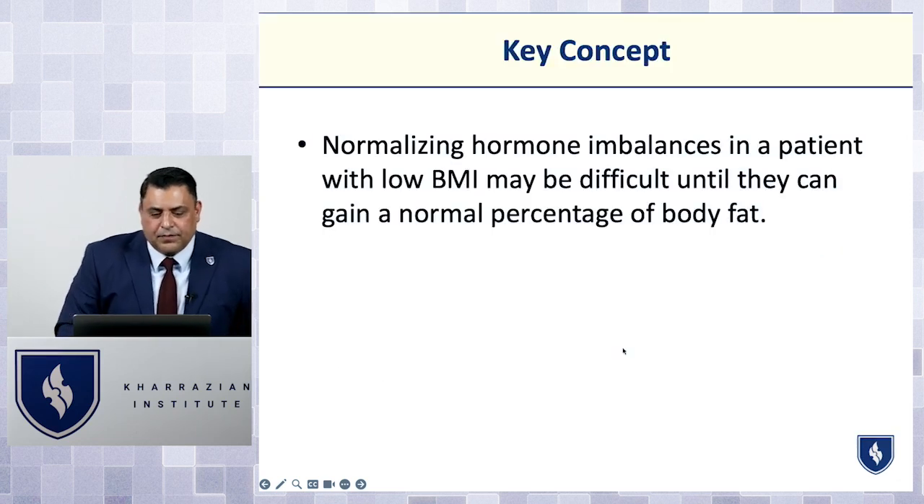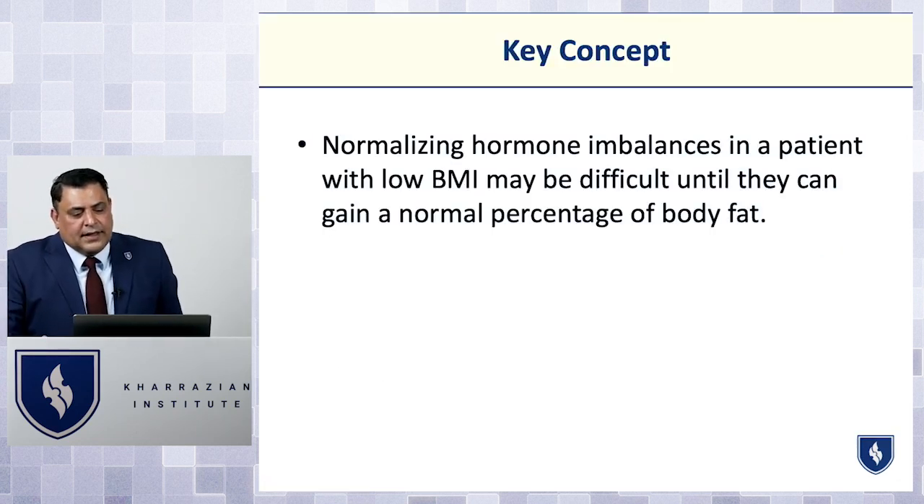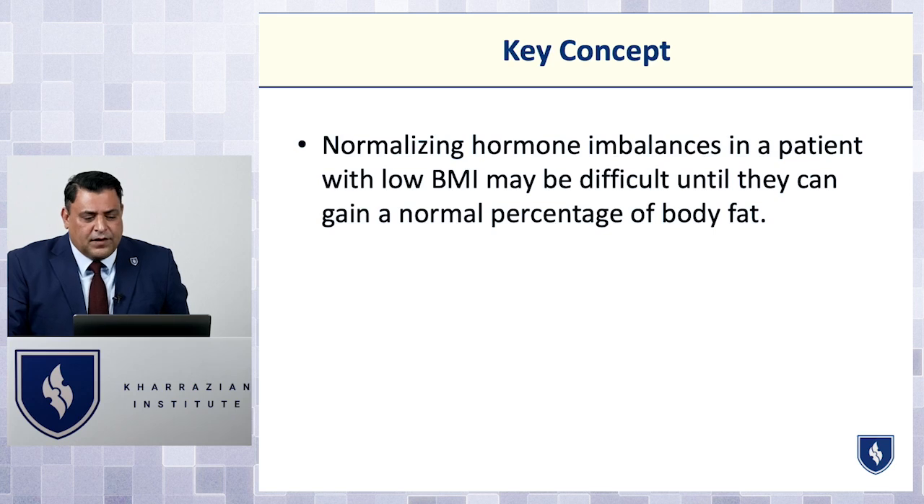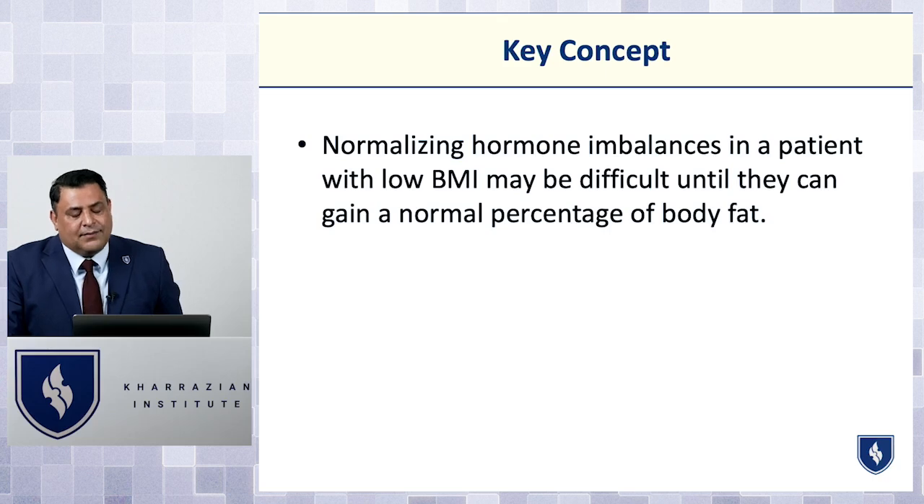Key concept. Normalizing hormone imbalances in a patient with low BMI may be difficult until they can gain a normal percentage of body fat. That might be your initial goal. So we'll go over case studies tomorrow, but one of the case studies you'll see is with a patient, and you'll see she's been through multiple endocrinologists and multiple treatments by functional medicine approaches. And we just had to get her BMI up. Once we got that, everything changed.